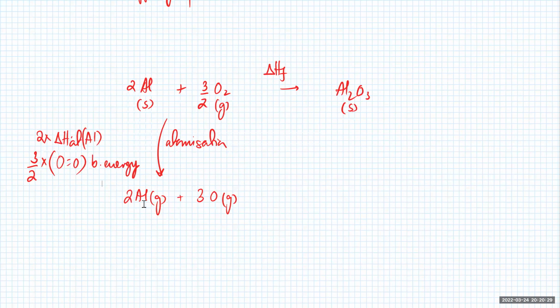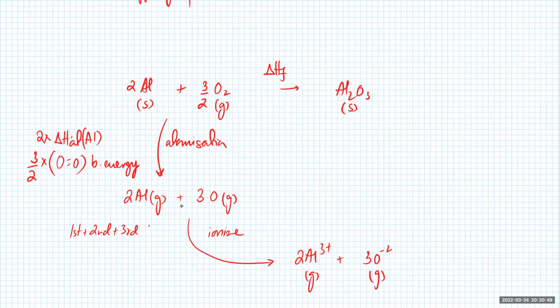That's what you're doing. Once you've done that, you're going to ionize them. 2 aluminium 3+ ions would be formed in gaseous state. 3 oxygen ions would be formed in gaseous state. So how do you ionize them? It would be the first plus second plus third ionization energy of Al into 2, because aluminium is supposed to lose 2 electrons, and you've got 2 aluminiums.